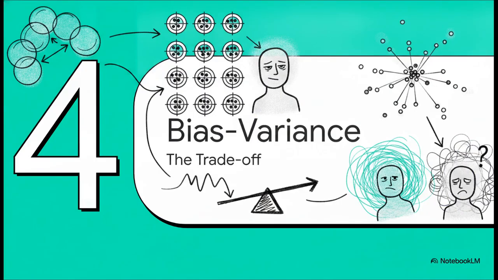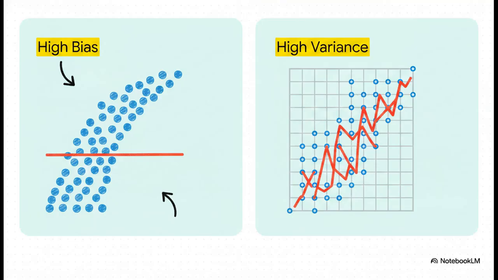Moving right along to section 4, the bias-variance trade-off. Now that we've got this robust way to evaluate our models, we have to connect it back to the fundamental battle in machine learning, managing bias and variance. Cross-validation is essentially our diagnostic tool here.